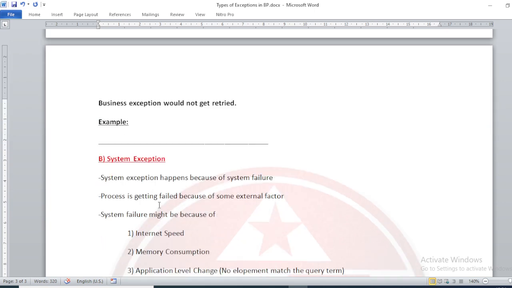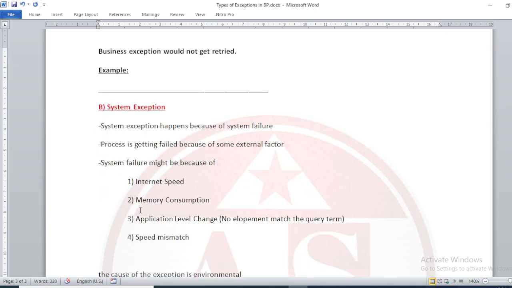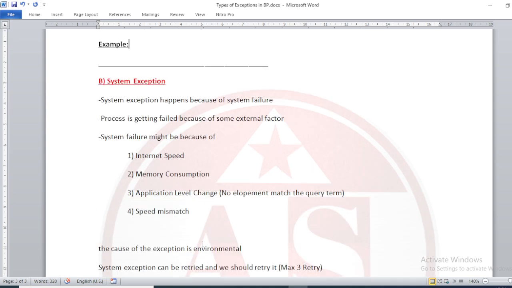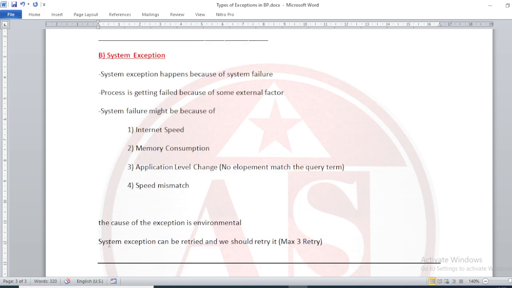The second type of exception is the system exception. A system exception happens because of system failure. System failure means an internet speed error, memory consumption, application level changes, or any speed mismatch issue. At that time we get the exception which is called a system exception. The process fails because of internal factors. System exceptions are environmental, so we have to retry them. We retry the exception a maximum of three times.